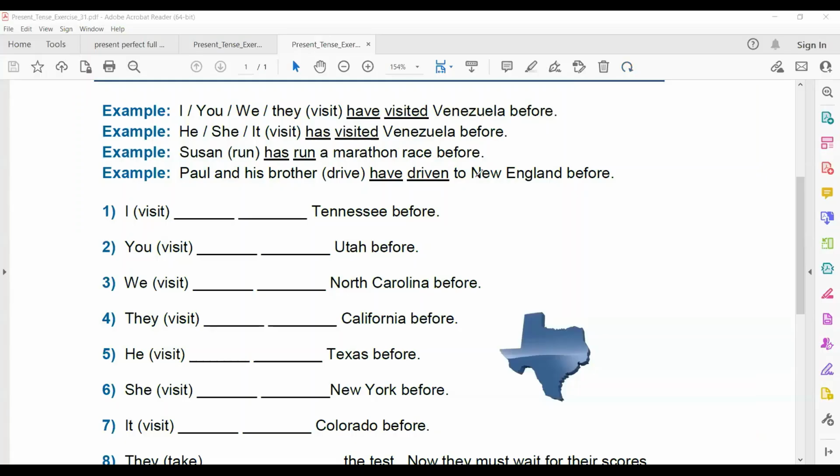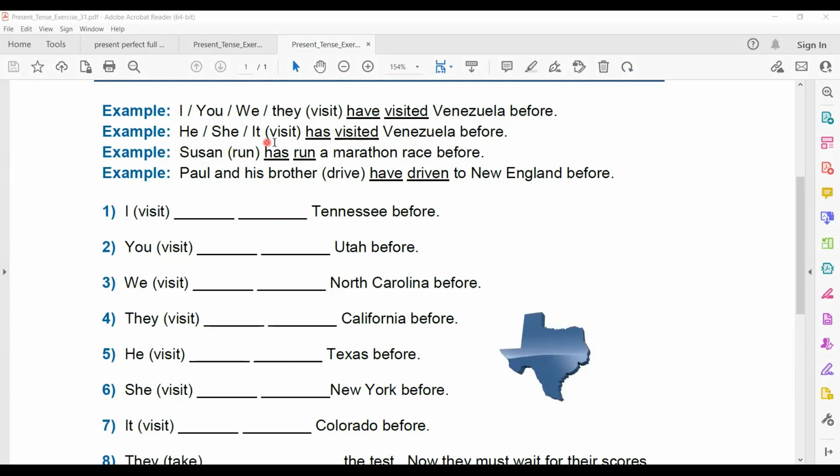All right, now let's do some homework for you. I will tell you what to do here. First of all, look at the examples here. You have a subject, any subject: I, you, we, they. You have the verb in brackets. So you need to put the verb in brackets into the correct present perfect tense. They visit. They have visited Venezuela before.